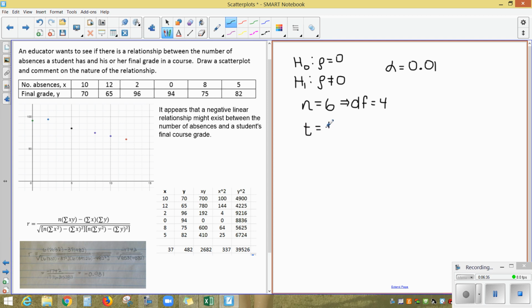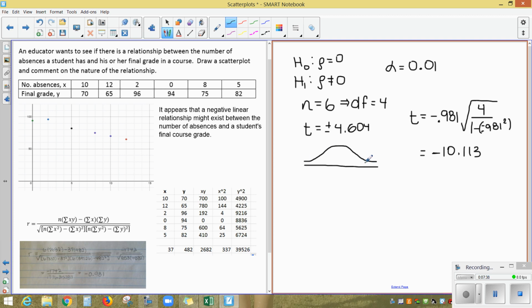Our critical cutoff values, if we have a two-tailed test at a significance level of 0.01 with degrees of freedom equal to 4, are plus or minus 4.604. Then for our test statistic, we take r times the square root of n minus 2 over 1 minus r squared. Officially it's negative squared, but when we square a negative, we get a positive. The negative in front of the 0.981 stays. This expression is a positive number, and if I hit the buttons right in my calculator, I got negative 10.113.